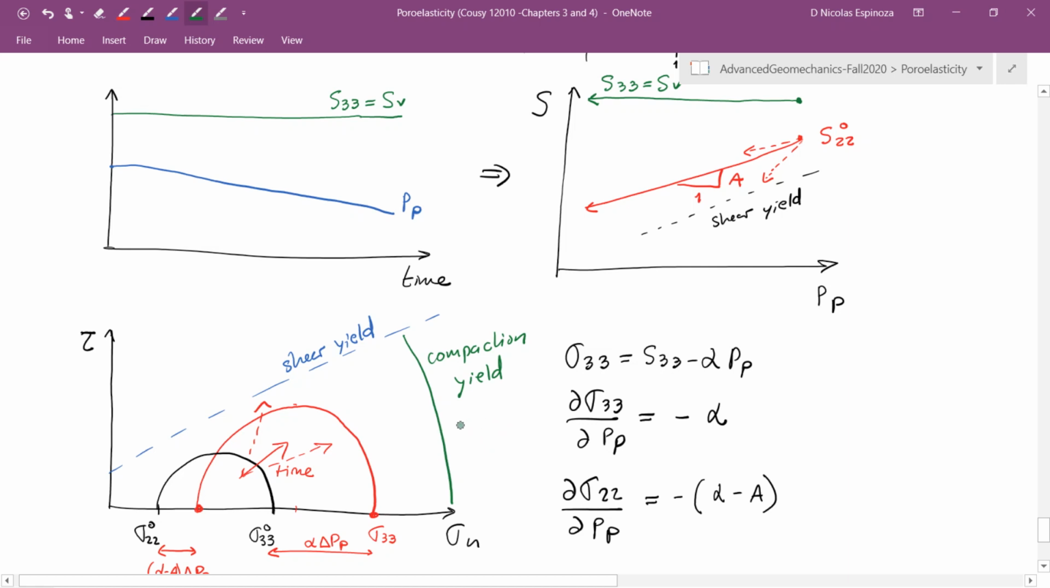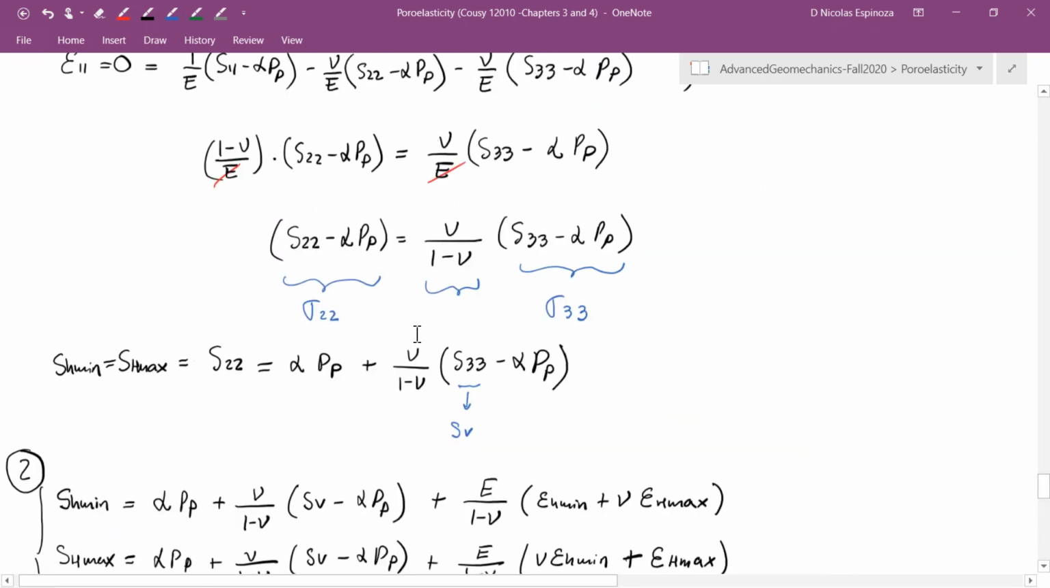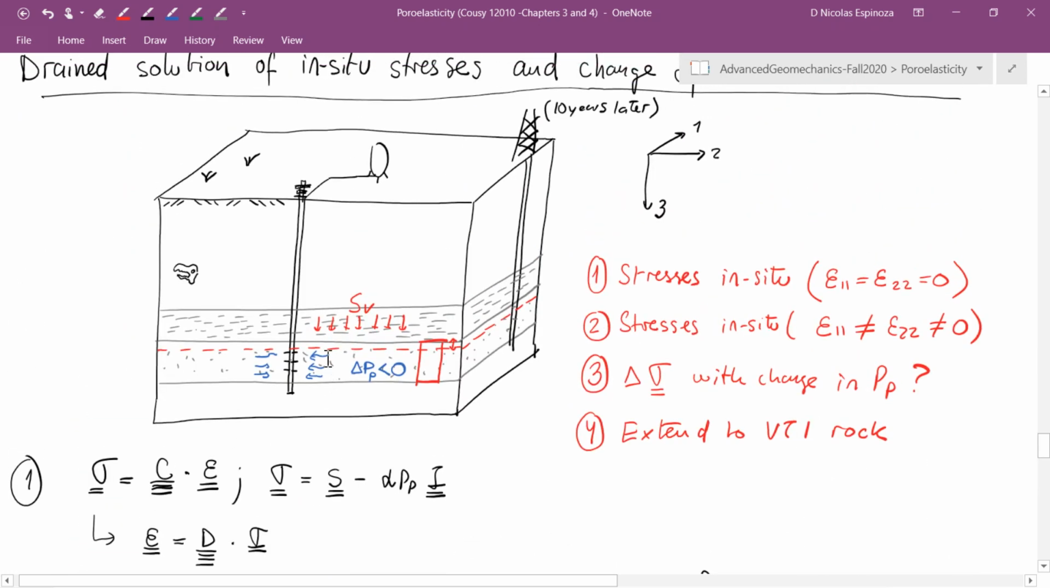But let me come back to this important point in which we said that the effective horizontal stress is going to increase. The implications are that, for example, if in this formation I had a naturally fractured formation, as the effective stress increases due to the decreasing pore pressure, these fractures are going to start to close. Why? Because I have more effective horizontal stress.